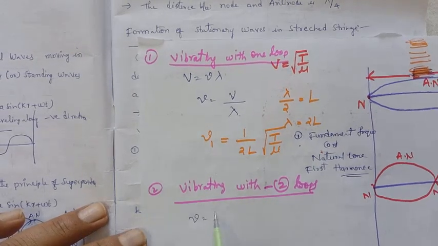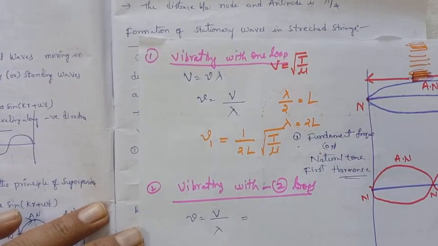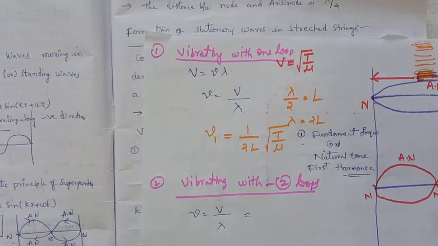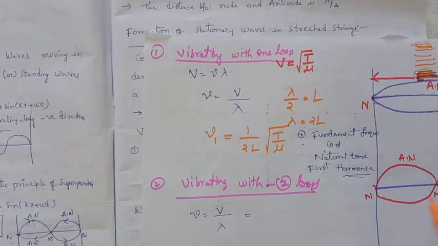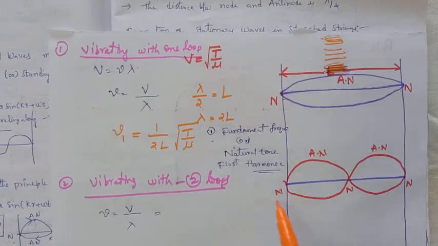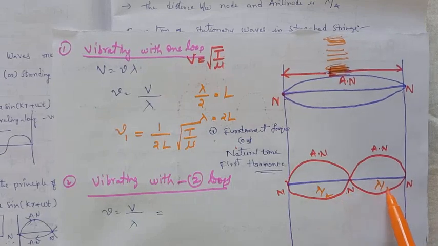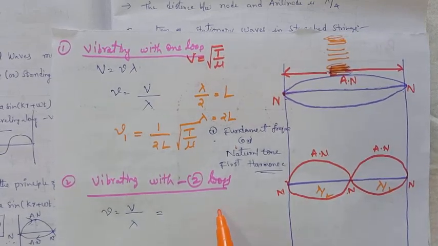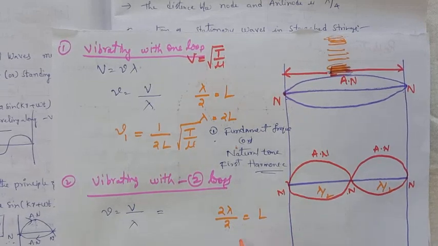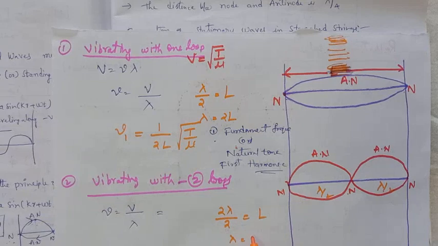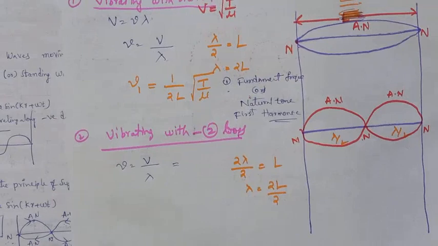Nu is equal to V by lambda. Then what is lambda equal to here? From node to node the distance is lambda by 2, and again lambda by 2. Then the total distance 2 lambda by 2 is equal to L. Then lambda is equal to 2L by 2.